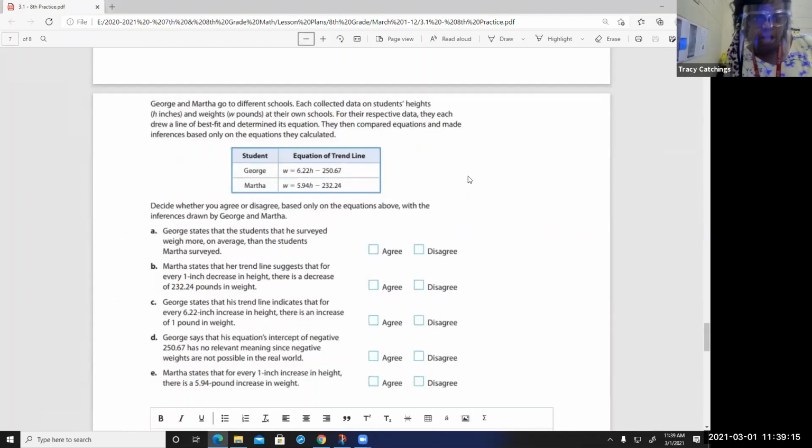George and Martha go to different schools. Each collected data on students' heights in H inches and weights, W pounds at their own school. For their respective data, they each drew a line of best fit and determined this equation. They then compared equations and made inferences based on the equations they calculated. Decide whether we agree or disagree. A says, George states that the students that he surveyed weigh more on average than the students Martha surveyed.